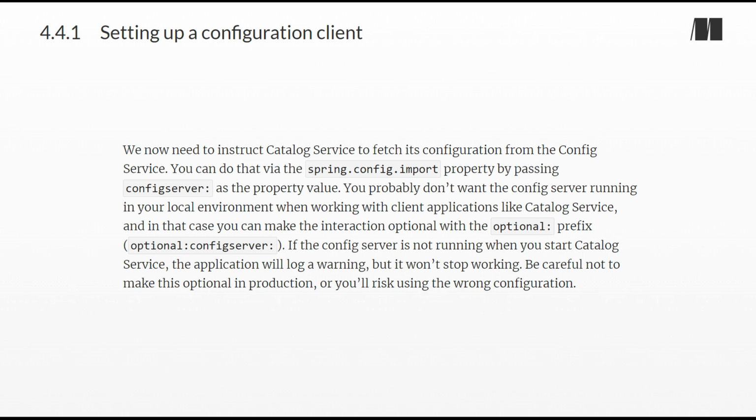We now need to instruct catalog service to fetch its configuration from the config service. You can do that via the spring.config.import property by passing configserver as the property value. You probably don't want the config server running in your local environment when working with client applications like catalog service, and in that case you can make the interaction optional with the optional prefix: optional:configserver. If the config server is not running when you start catalog service, the application will log a warning, but it won't stop working. Be careful not to make this optional in production, or you'll risk using the wrong configuration.